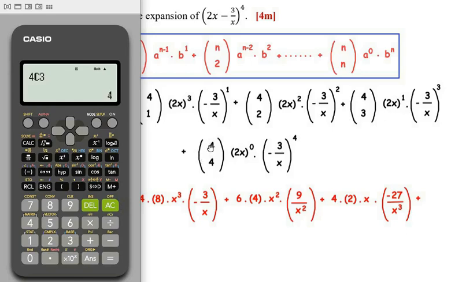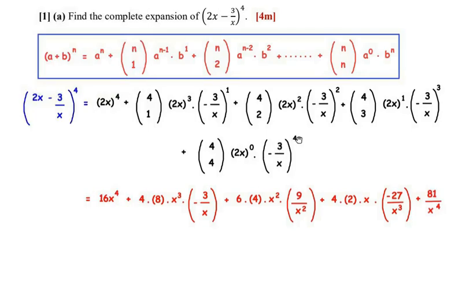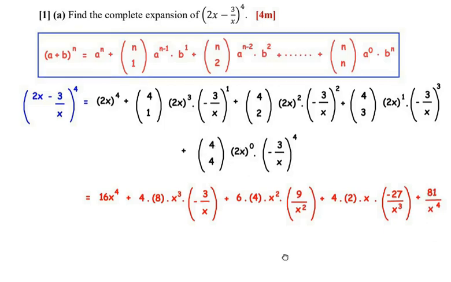Now the final one, that is 4 and 4. So here let us write 4c4, which gives us 1, and 2x to the power of 0. Again using the laws of indices, anything raised to the power of 0 becomes 1, times, now this is an even power, so the negative term becomes a positive term, and the power gets distributed to the numerator and denominator, giving us 3 to the power of 4 is 81 over x to the power of 4. So this is the value of the last term, since these two have become 1. Now let us further simplify this.